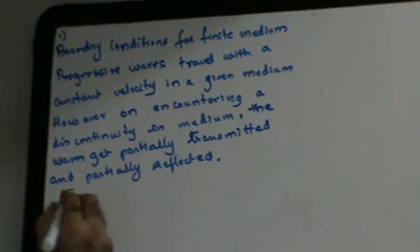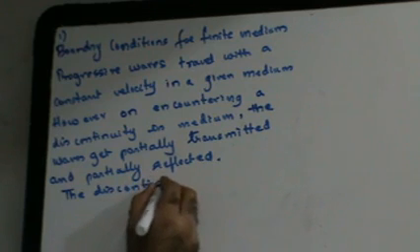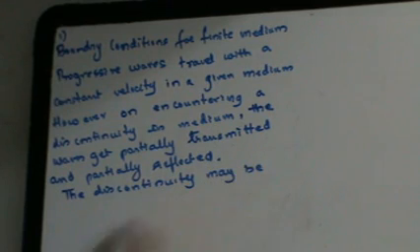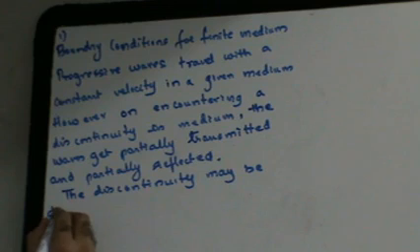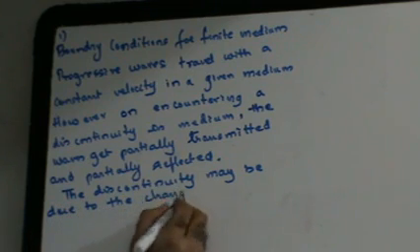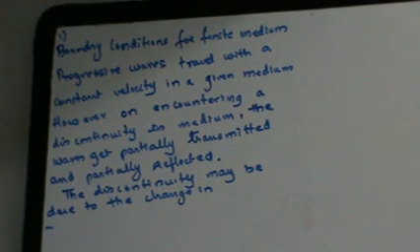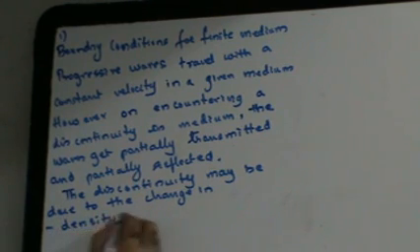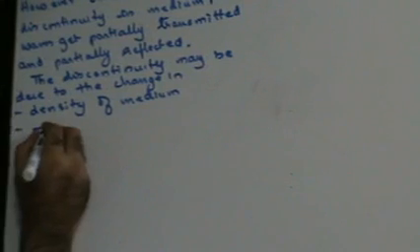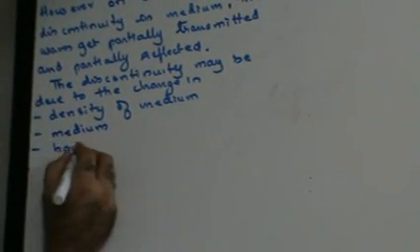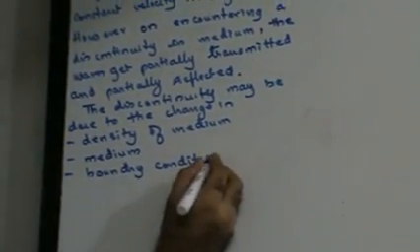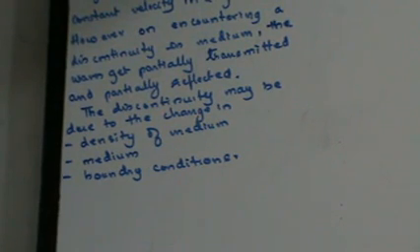Why would there be a discontinuity in the medium? The discontinuity may be due to a change in the density of the medium, or the medium itself. If the medium changes, then there will be a discontinuity or boundary conditions. So if you have progressive waves and there is a change in the density of the medium or the boundary conditions, then you would have a discontinuity in the wave. Fine, do we get this clear?